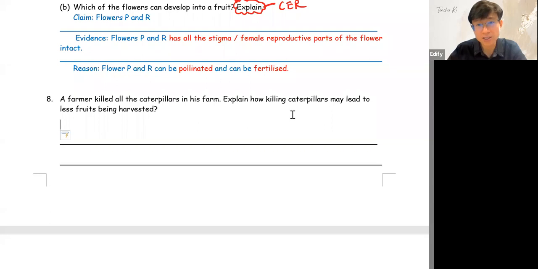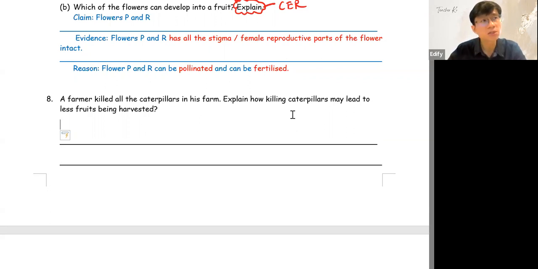If there are no butterflies, the number of pollinators is going to be less than before. And therefore, for your flowers in the farm, the rate of pollination will be less. Not all flowers will be pollinated. Fewer flowers will be pollinated and fertilized, and you get fewer fruits.